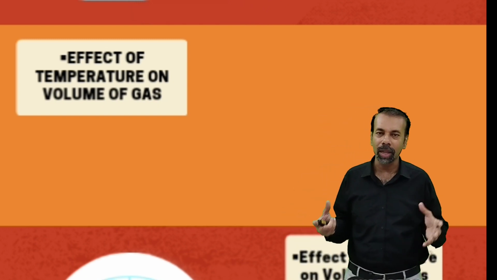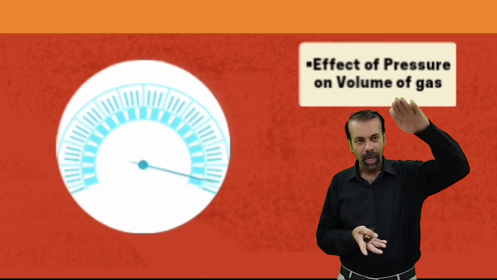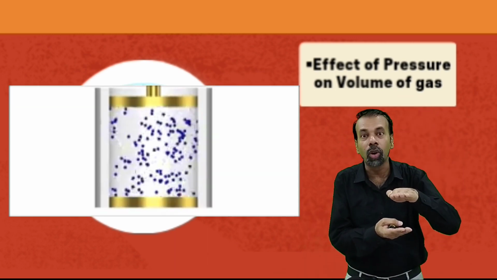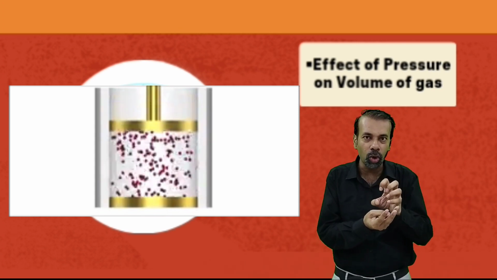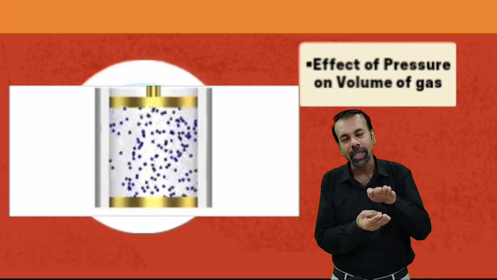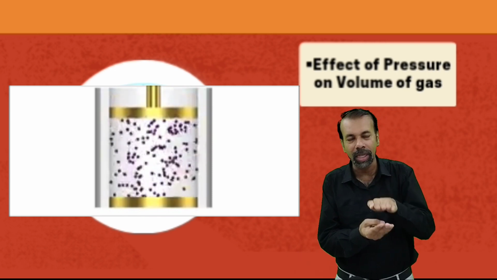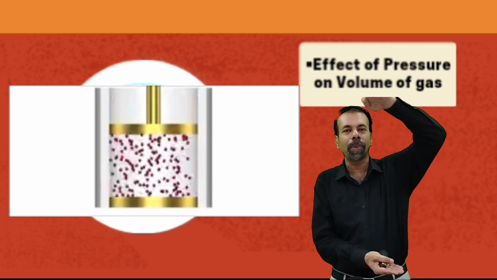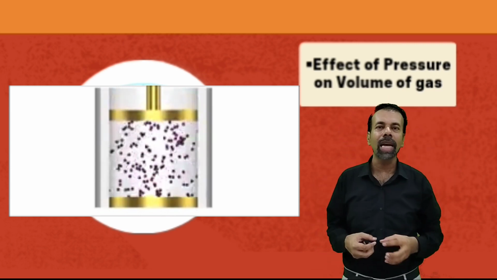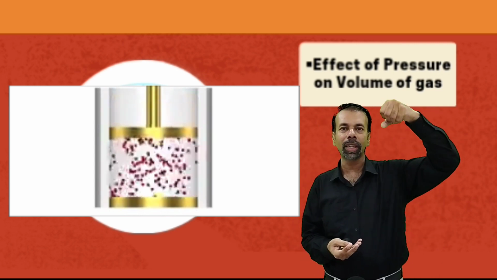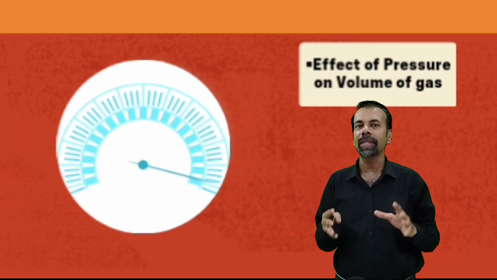Pressure also affects the volume. Like if I apply pressure on the gas, if I compress a gas, gas molecules will come close to each other and the volume of gas will decrease. And if I release the pressure, if I remove the piston, if I release the pressure, gas molecules will move away from each other and the volume of gas will expand.